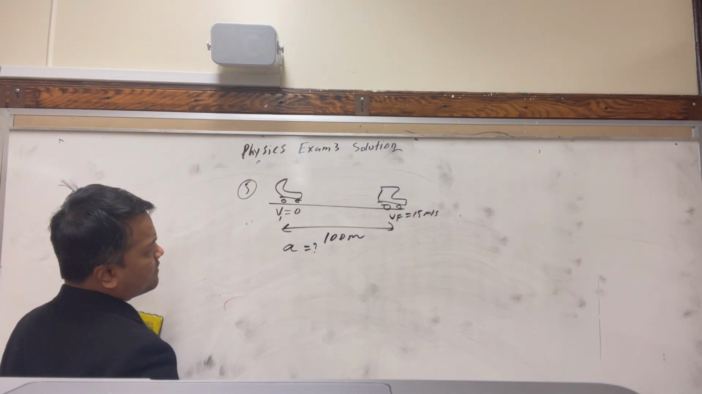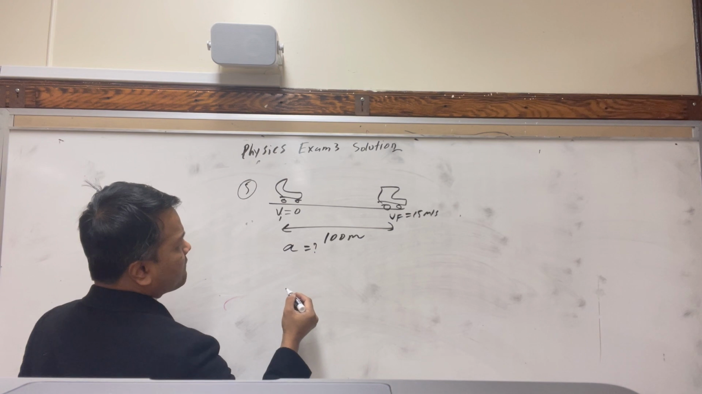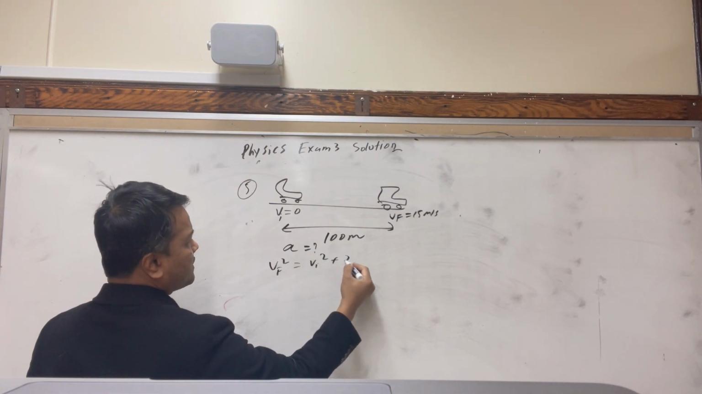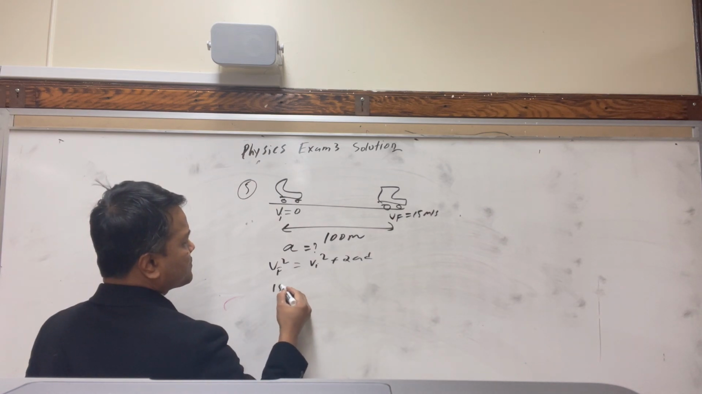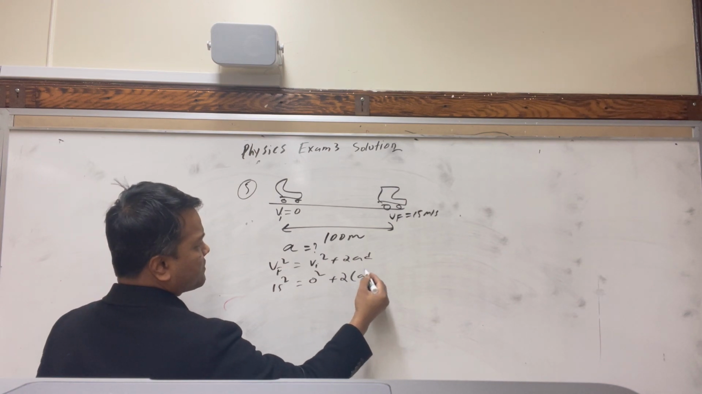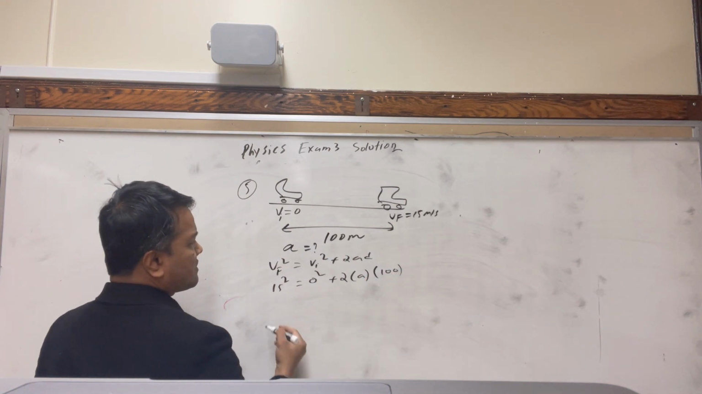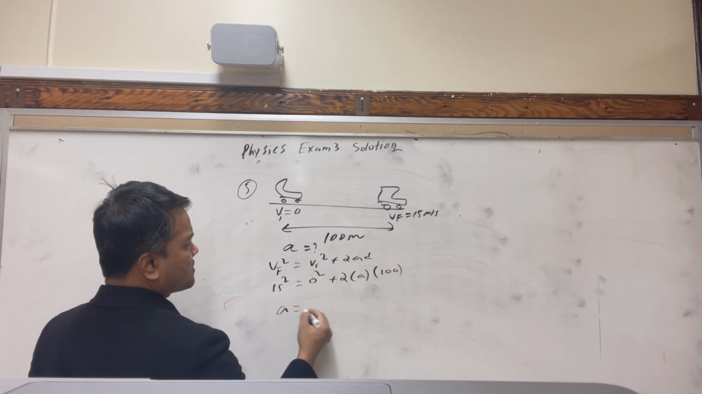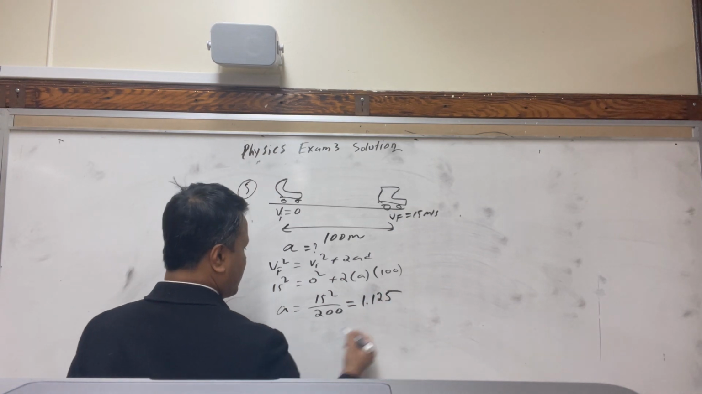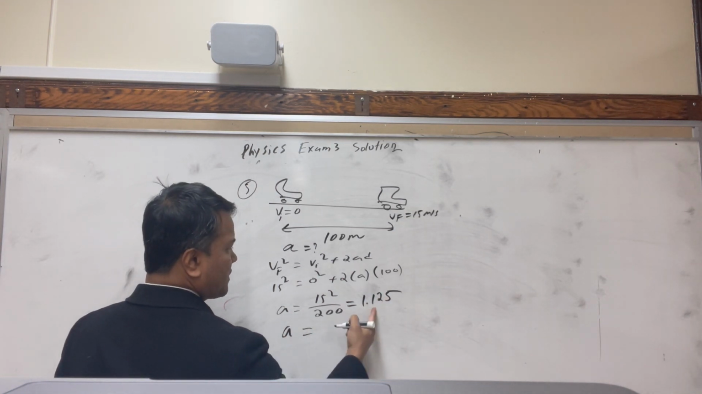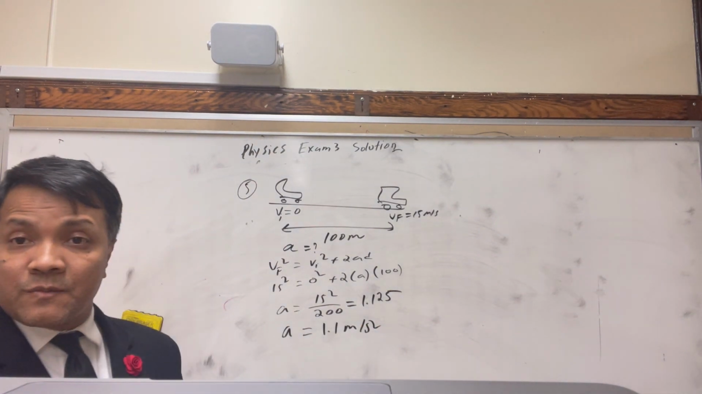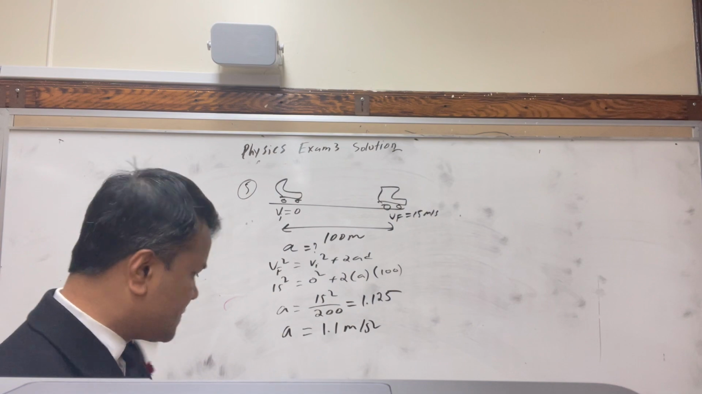So we can find acceleration by Vf squared is equal to Vi squared plus 2ad. So Vf squared is of course 15 squared, Vi squared is 0 squared, plus 2 times acceleration, that's what we need, and d is 100. So we see that acceleration is 15 squared over 200. So 1.125. Let's say I want one decimal place, 1.1 meters per second squared. And this is the answer for problem number 5. Now we're going to do problem 6.